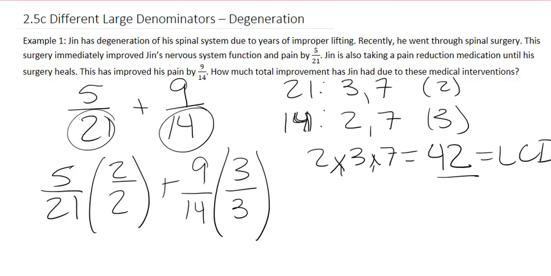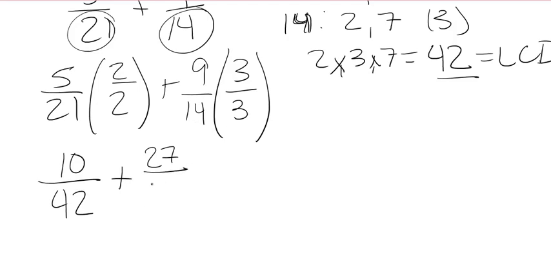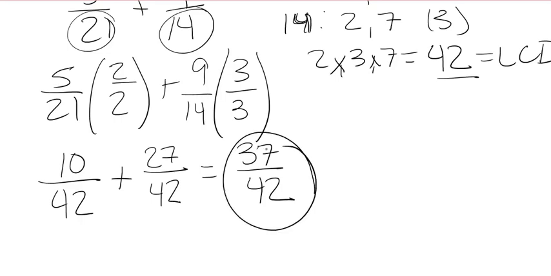So let us now go below and just scroll down. So we have 5 times 2, which is 10, over 21 times 2, which is 42, plus 9 times 3 is 27, 14 times 3 is 42. So now we can add because we have the same common denominator. So 10 plus 27 is 37 over 42. So this is our final answer.